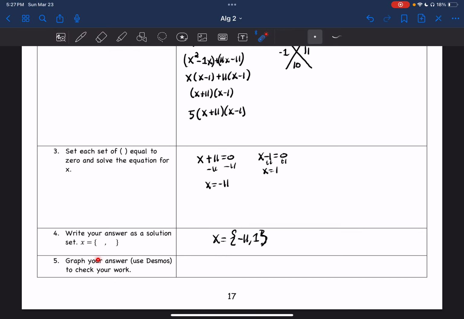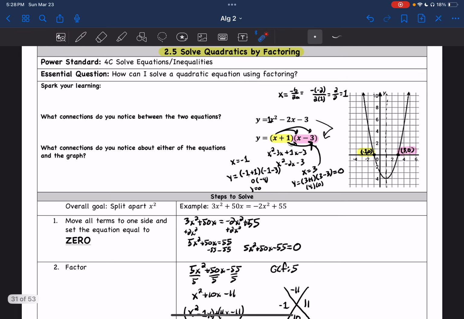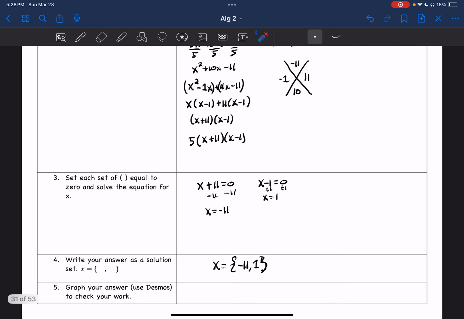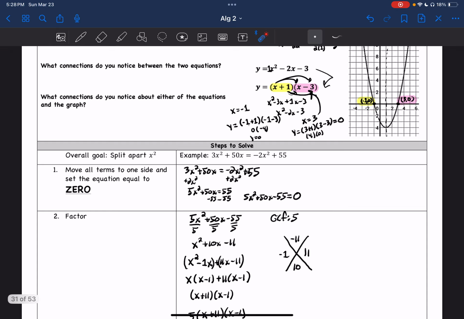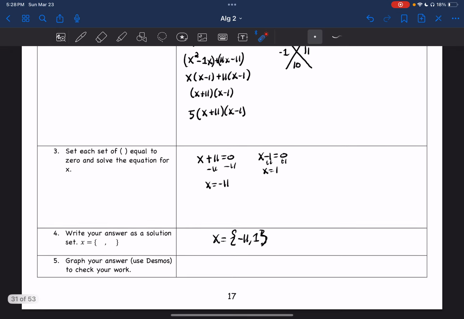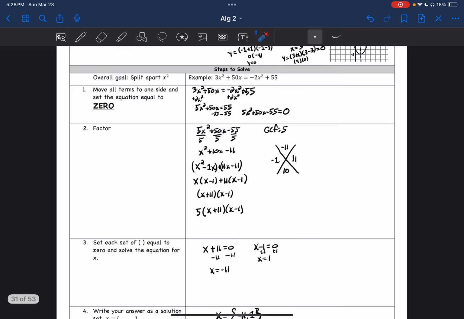And finally, you would graph it on Desmos to make sure that your zeros are in fact -11 and 1. You can check that on Desmos, make sure that you got the right answers, but this is how you use factoring to actually solve quadratic equations.